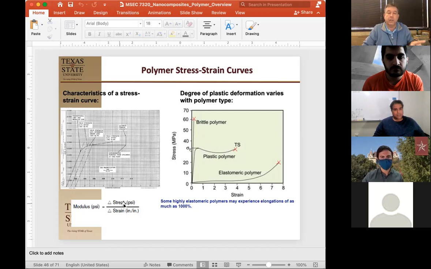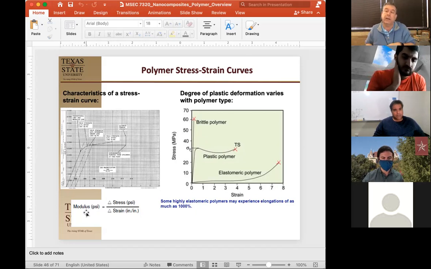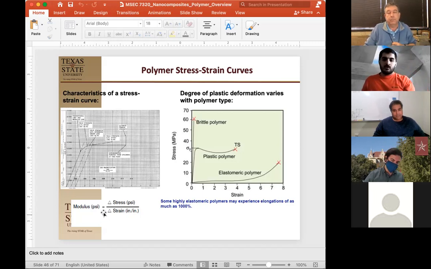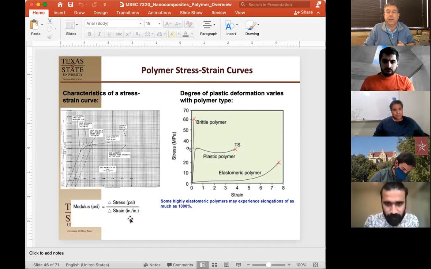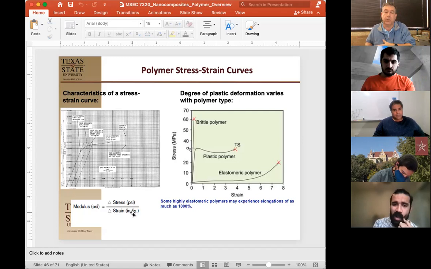And one thing I do want to show on this curve over here is the modulus. And I said that stress is force per unit area. So notice stress is in PSI, or pounds per square inch. A lot of the time it can also be megapascals, which also has an area component, but then strain is inches per inch, or unit length per unit length. So those are important parts of that.